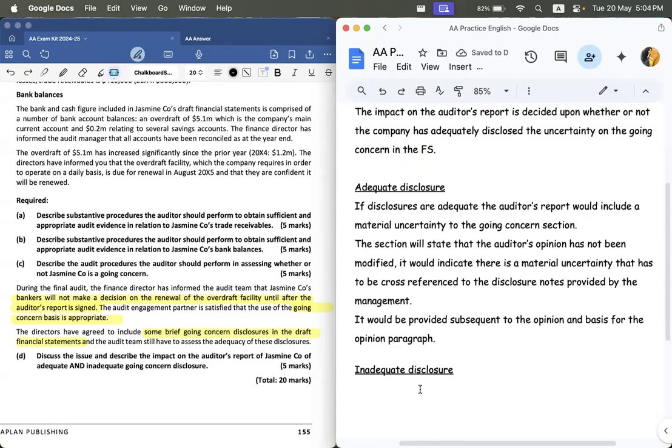So what would happen if there is inadequate disclosure? If the disclosures are inadequate, then the auditor's report should be modified. Because there is a material uncertainty, but the company has not mentioned it. Due to the fact that there is no adequate disclosure in the FS, we, the auditors, would modify our auditor's report. Why? Because if adequate disclosures are not done, then the FS is misstated. FS is not just misstated by amounts, it is misstated by disclosures as well.